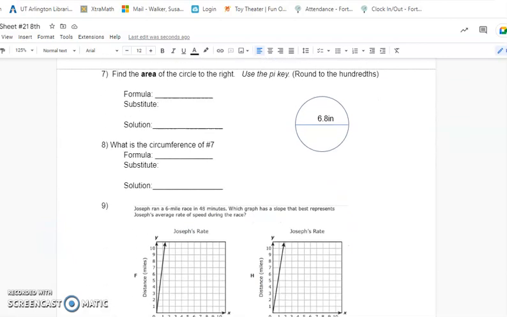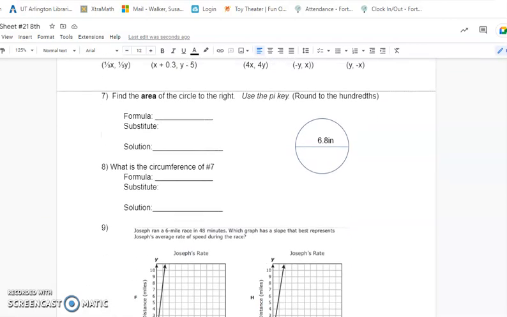These are formula chart questions. So I should be seeing you pull out your green formula chart. I'm not going to do this for you, but what I will tell you is for area, you have to find the radius.